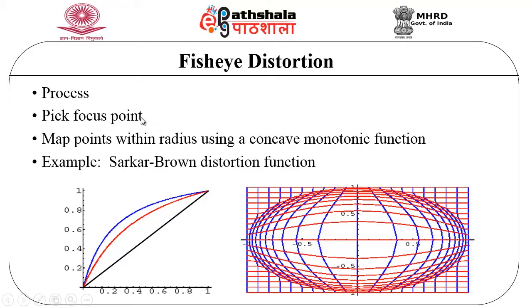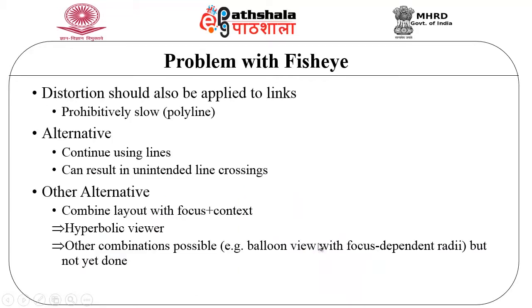This is a fisheye distortion. You try to pick up a focus point and map the points within the radius using a concave monotonic function. An example of this is the Sarkar-Brown distortion function, which can be applied as a concave monotonic function within a particular radius. The problem with this kind of fisheye approach is that the distortion should also be applied to links.